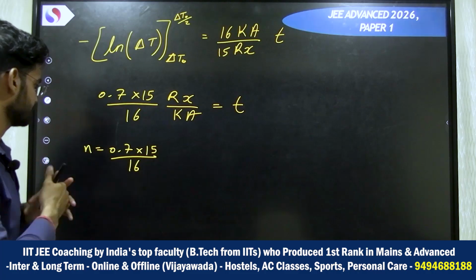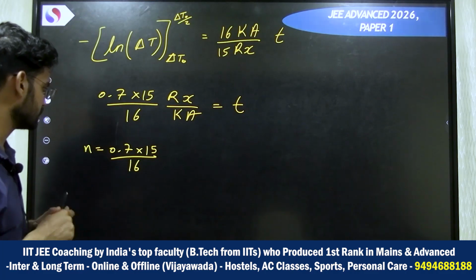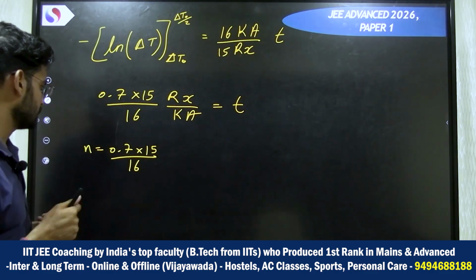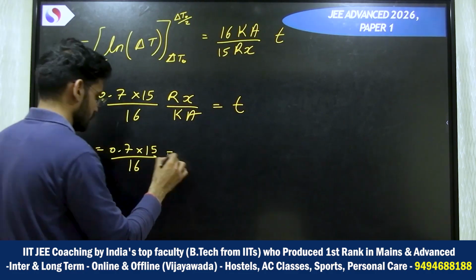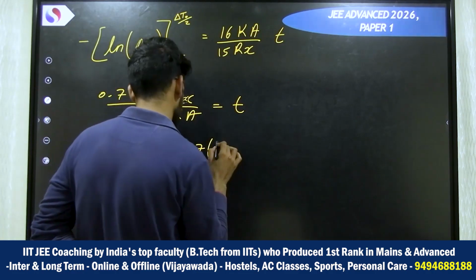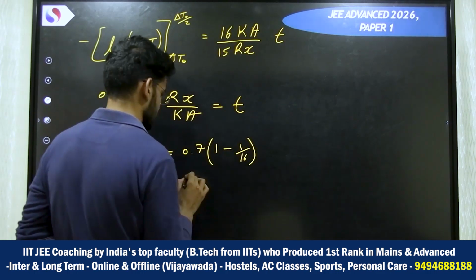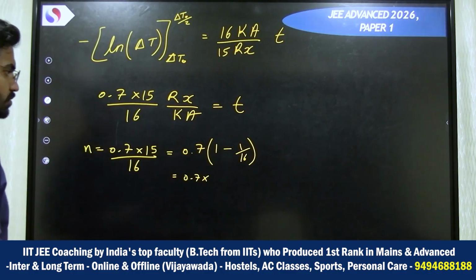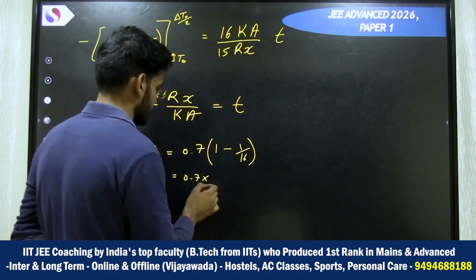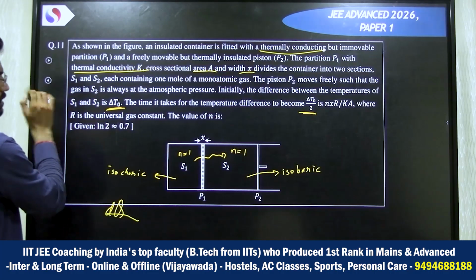Okay. So I think doable or not? Doable? If you don't have the calculator, you can do it like this. 15 by 16, you write down as 1 minus 1 by 16. So this is 0.7 into 1 minus 1 by 16. Multiply with the factor and do it. Okay, that is your headache. I think doable now.